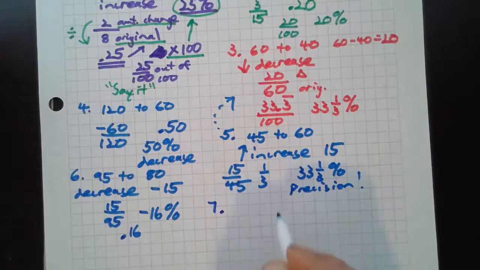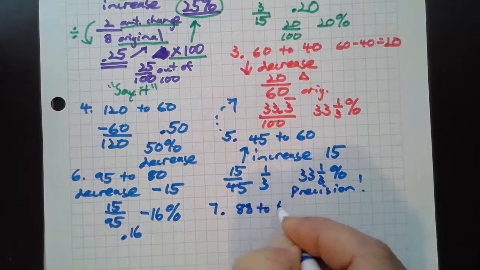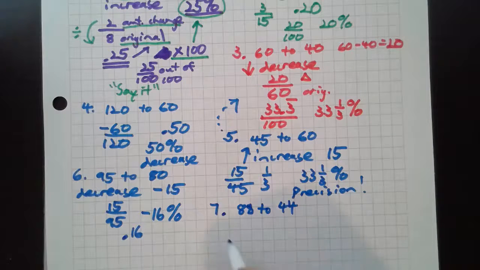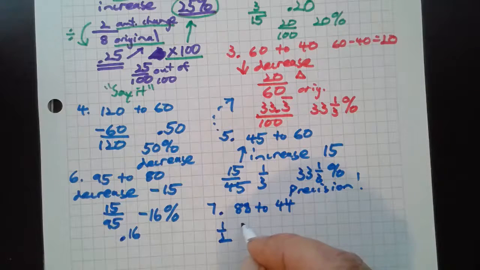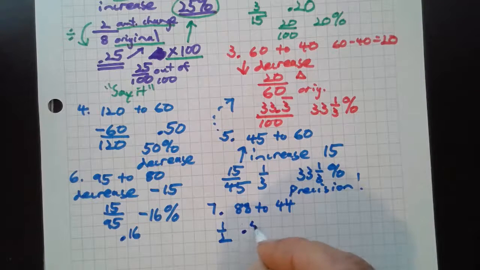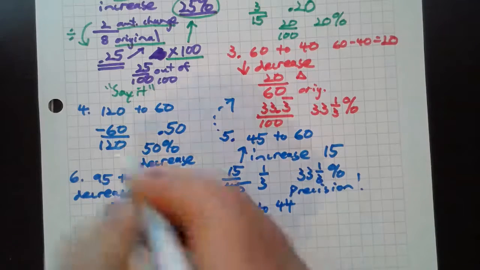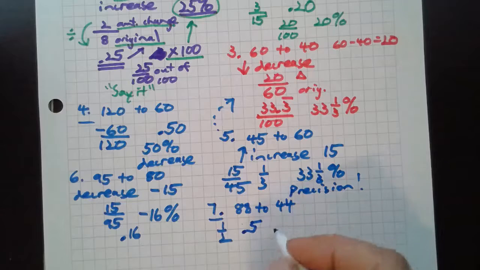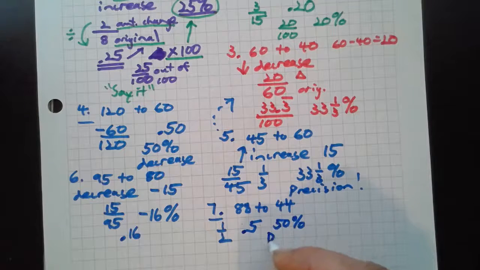Getting tired of blue yet? Too bad. Hang with me for one more. We're starting with 88. Hey, isn't 44 half of 88? Half is what percent? If you use a calculator, you get that. And whoa, we already did that. 4 and 7, they're the same. And it decreased. Wow, so easy. Don't you love it? 50% decrease.